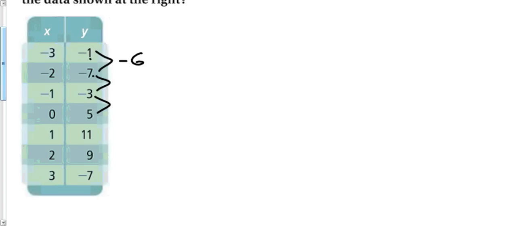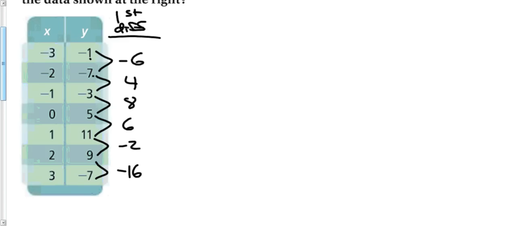And then we do the same thing for all the terms. So doing that gives me +4, -3 minus -7, and 8, 6, -2, and -16. Now, those are my first differences. Okay? So my first differences are not the same. If they were the same, this would be a line, but they're not the same.